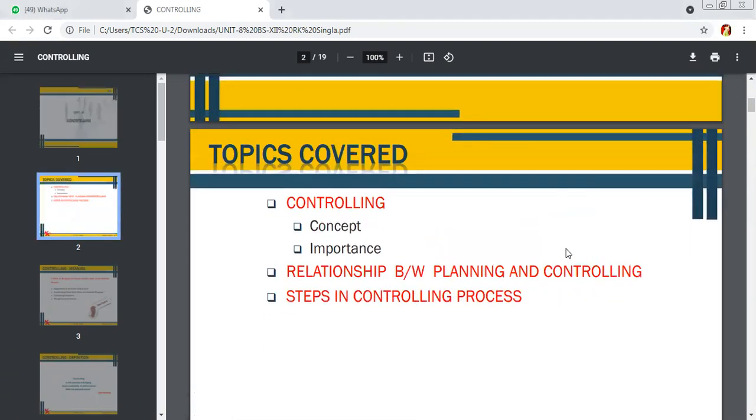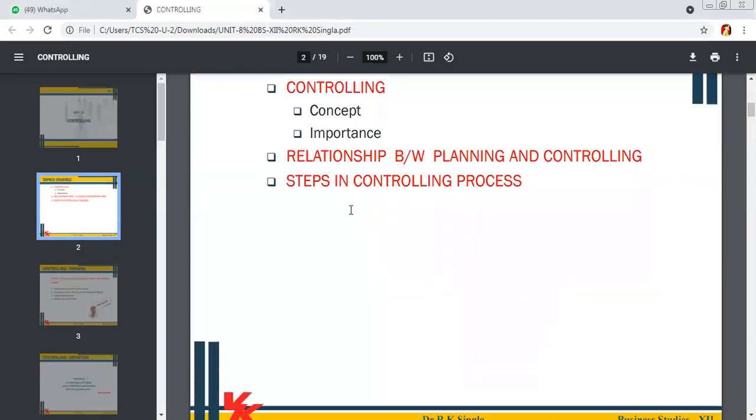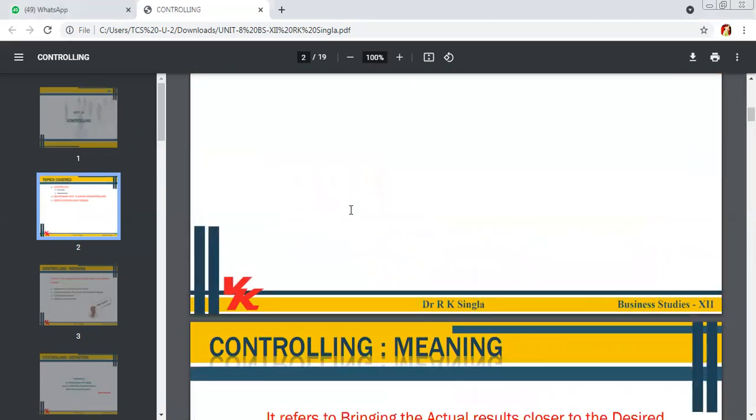Let's see. After learning this chapter, you will come to know what is the basic concept of controlling, what is the importance of controlling, what is the relationship between planning and controlling, and moreover, what are the steps in the controlling process. Let's see, controlling. What happened?